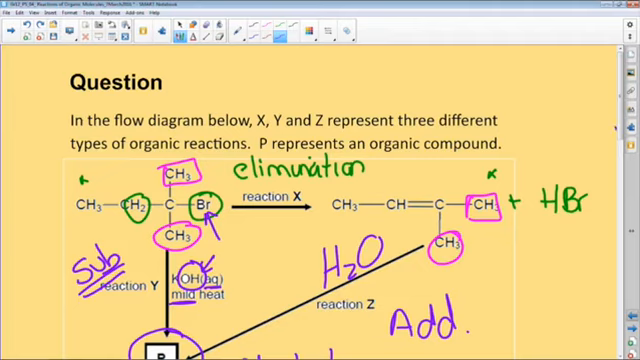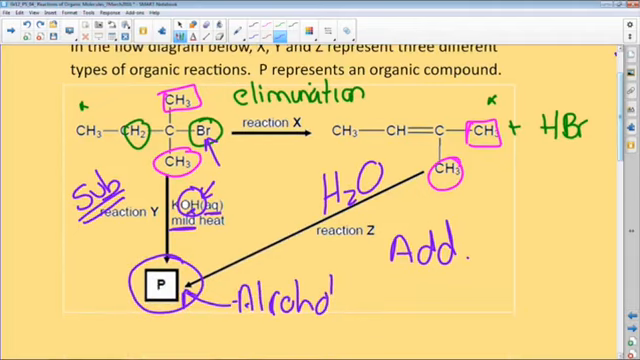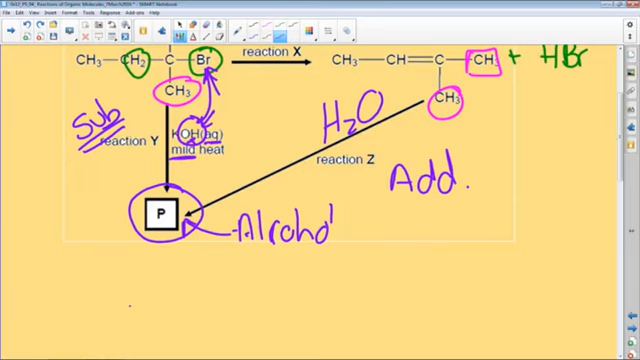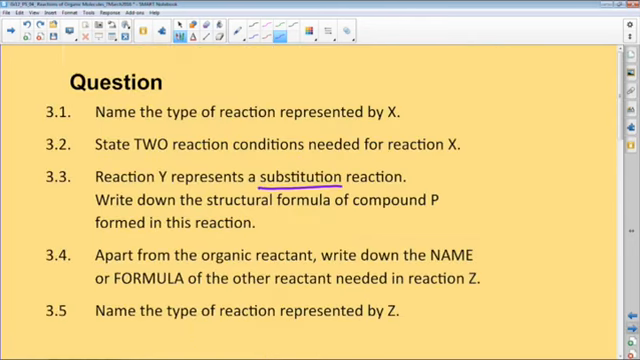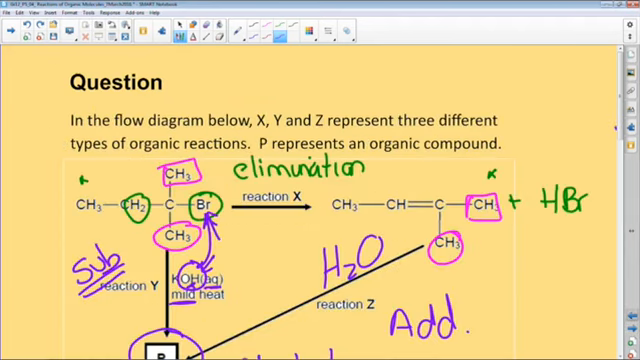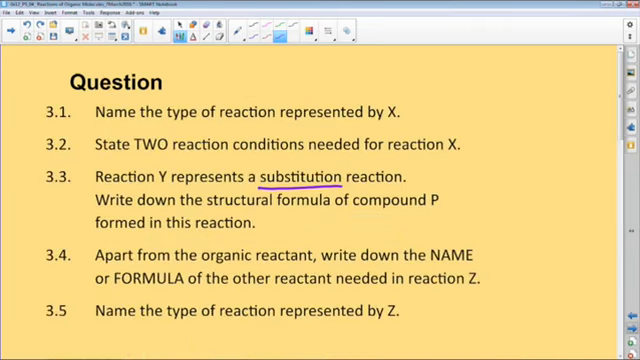So when we go back here, that OH substitutes the Br. So it's actually not so hard, it's the same thing, but remember, be careful here. When you draw it out, you draw all the hydrogens, and that becomes an OH, straight substitution. It makes an alcohol. Then they say, apart from the organic reactant, write down the name or formula of the other reactant needed in reaction Z. Oh, wait, look there. Done. Water. And then the last question, type of reaction. Oh, wait, we did that too.